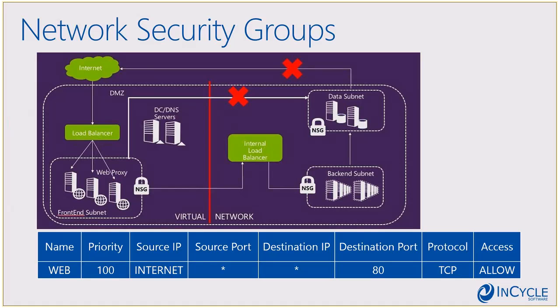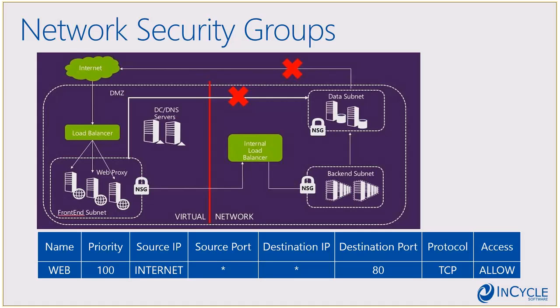I can associate a network security group to a virtual machine or to a subnet within a virtual network. When it is associated with a virtual machine, the network security group applies to all the traffic that is sent and received by that virtual machine instance. When a network security group is applied to a subnet within my virtual network, it applies to all the traffic that is sent and received by all the virtual machine instances in my subnet.